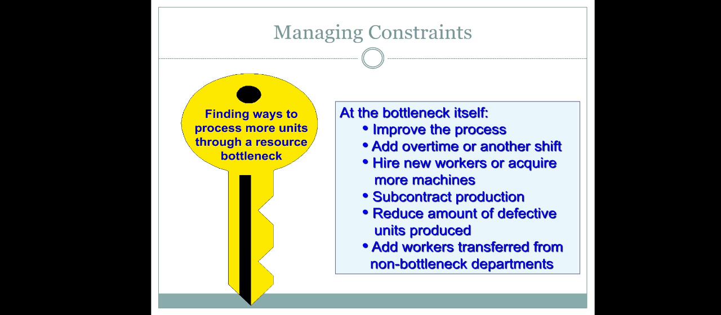You can produce more. Or the next thing, point number 3, is you can hire new workers, or you can purchase more machines. If your business now only has one machine, to solve the problem of the constrained resource you purchase a new machine, so you can produce more. Or the third thing is you can subcontract production.